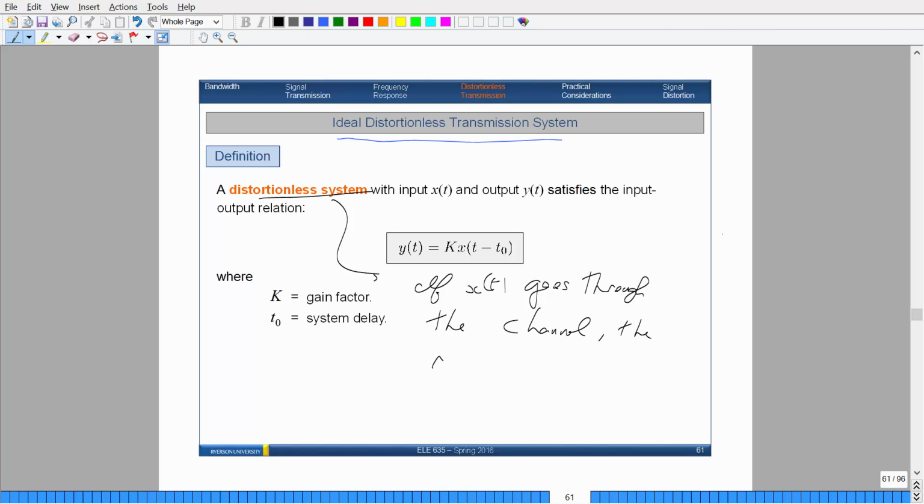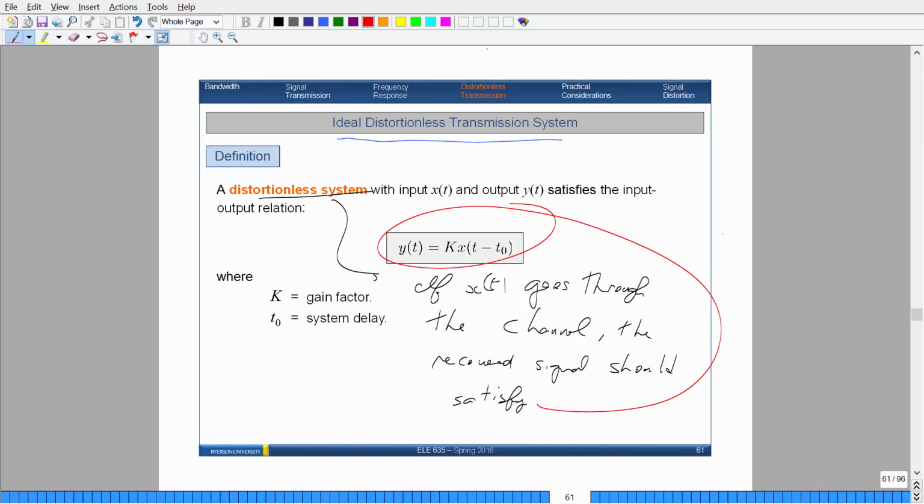the recovered signal should satisfy this equation here. Okay? So you put in a message signal, and it'll just take each point and multiply by some factor, some system gain, and then it'll take every point and shift it by some constant delay, T naught. Okay?